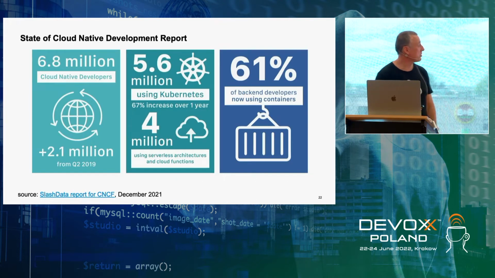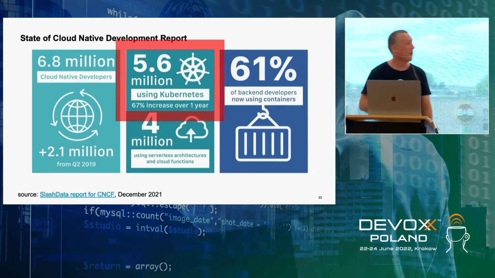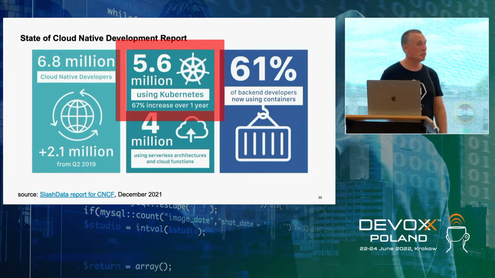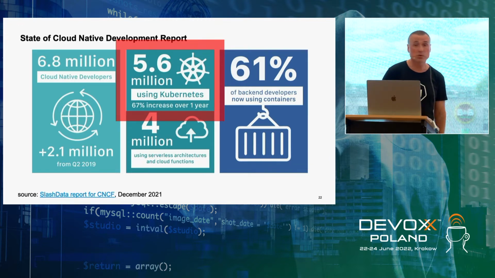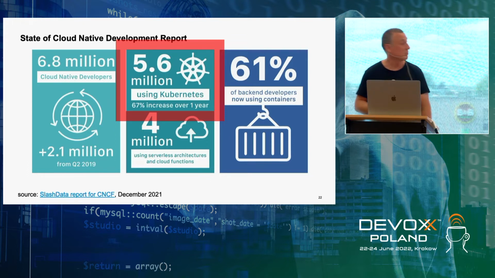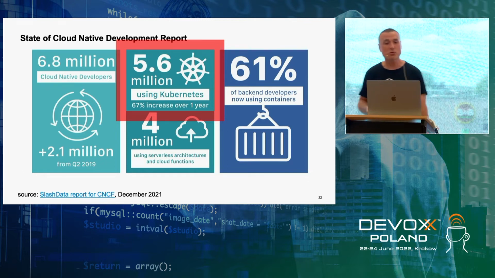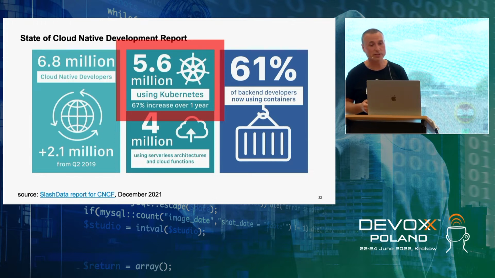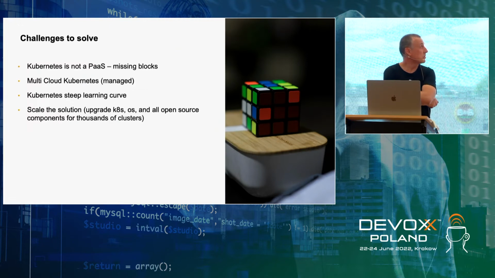I think this is the key to the popularity of Kubernetes. So this is the report from last December, and you can see how many developers use Kubernetes. It's a big number. I didn't expect, to be honest, such a big number, and this is a 67% increase in the last year. So it's really getting popular, and it's going to stay for a while, I think. So this is maybe the last reason to consider Kubernetes as your platform, because it's really popular.